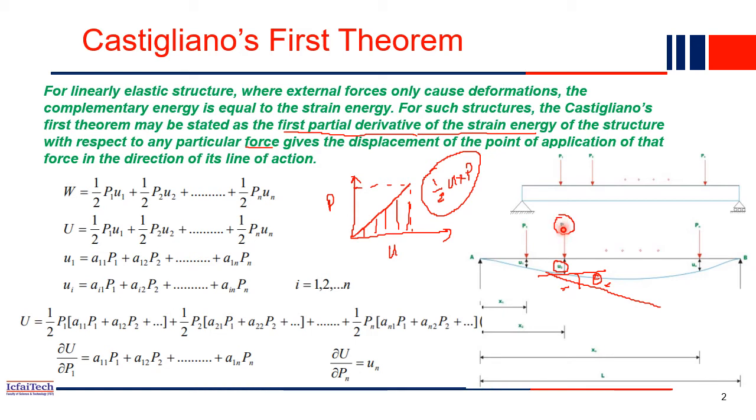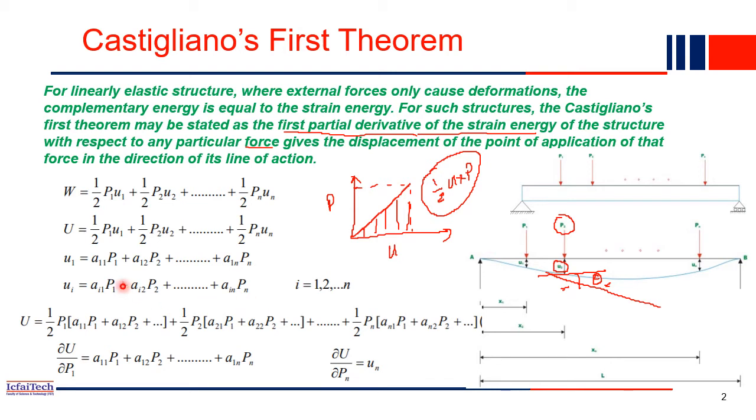If you apply only P2, you will also see some deflection at this location. So whatever net u1 deflection happened is due to all the forces acting on it. That is why u1 can be written as A11 P1 plus A12 P2 and so on. u1 is the deflection at this point: some portion coming from P1, plus some portion coming from P2, some portion from P3, like that.